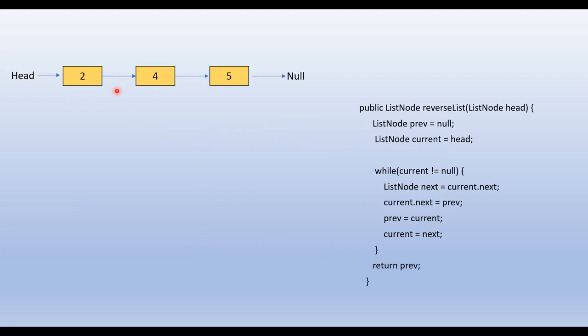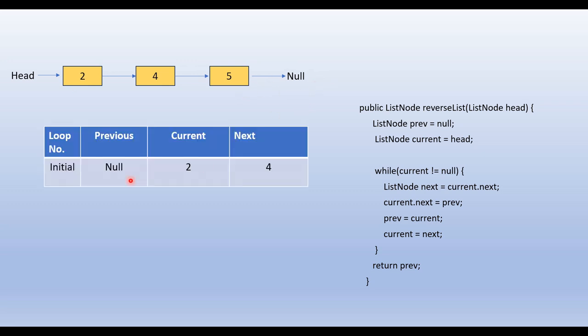So this is the list that we have: three nodes, and the head is currently pointing to the first node whose value is 2, then 4, then 5, and the node next to 5 is null.